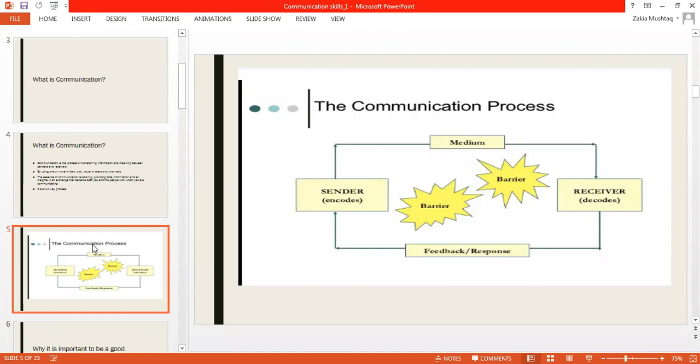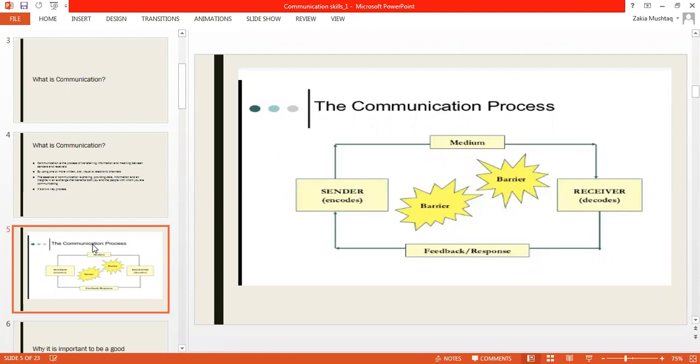But as you can see, there is a line drawn between receiver and sender, that is called feedback and response. If we eliminate this line, the communication process will become useless and incomplete. So this shows that it is very important to have active participation on the end of the receiver as well. Because if the receiver is not participating, if the receiver is not giving you feedback, it is very difficult for a sender to understand whether his message has been conveyed successfully or not.